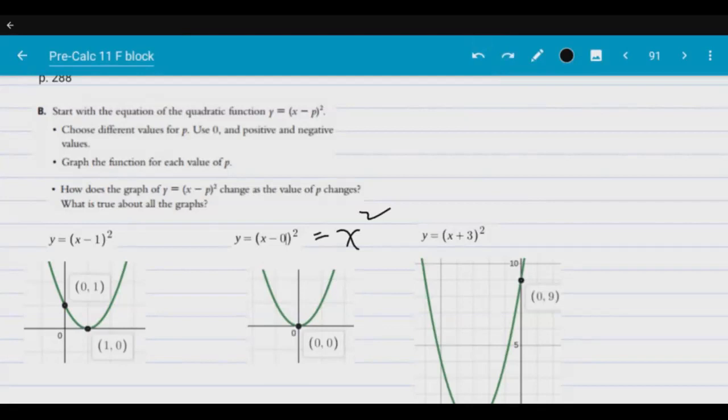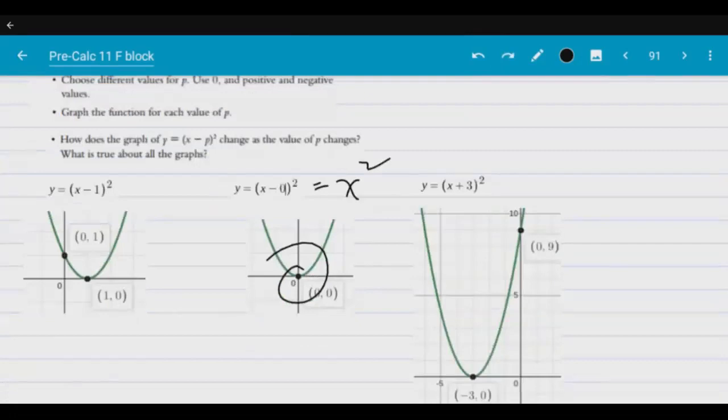Now, you might want to compare this original graph to when 1 was subtracted from x. Look at the vertex. Where did it go? The original is y equals x squared. When 1 was subtracted from x, this is where the vertex is now, all right? So I want you to think about that as we go to the next one here.